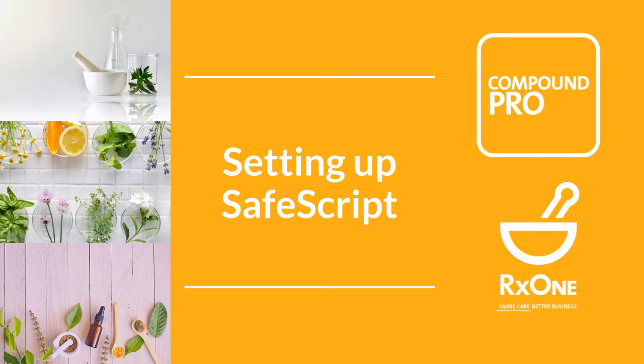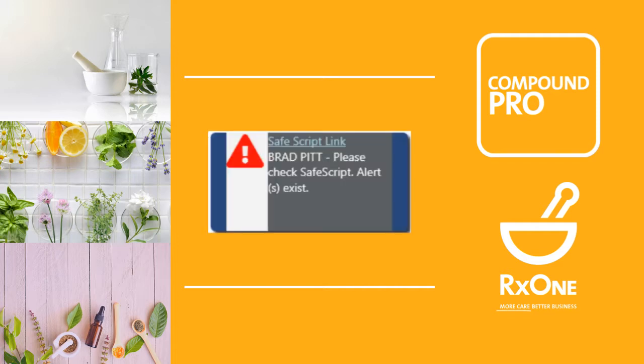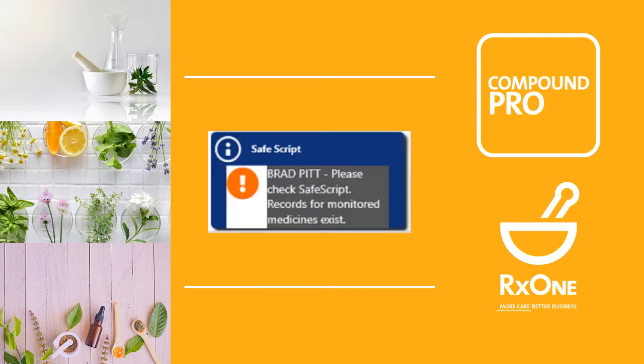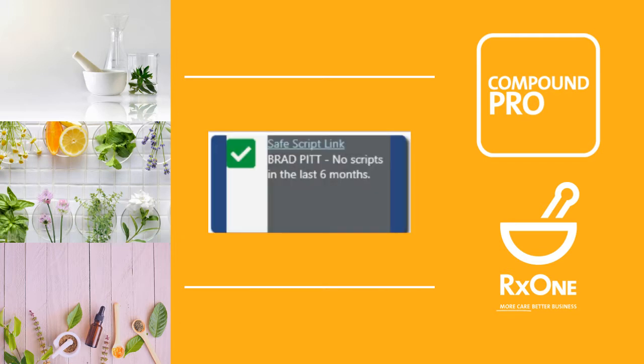RxOne has integrated with SafeScript, a real-time prescription monitoring system which allows for prescription records of certain medicines, such as ESAID medicines, to be transmitted in real time to a centralised database that can be accessed by doctors, nurses and pharmacists. This means that when you are processing ESAID medications and the like, you will receive traffic light level notifications within RxOne, allowing you to check records within SafeScript while you are dispensing.